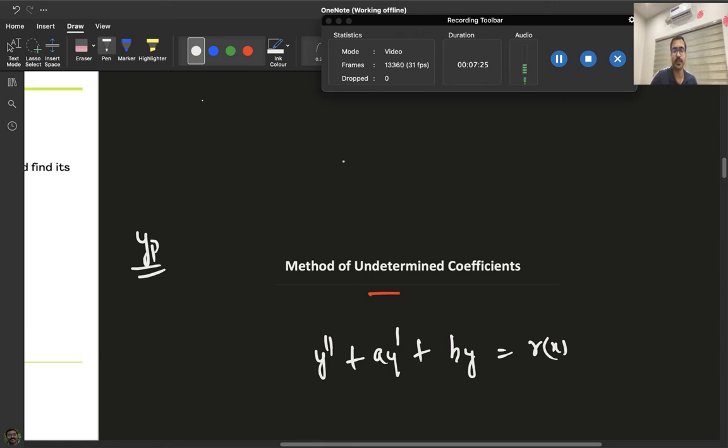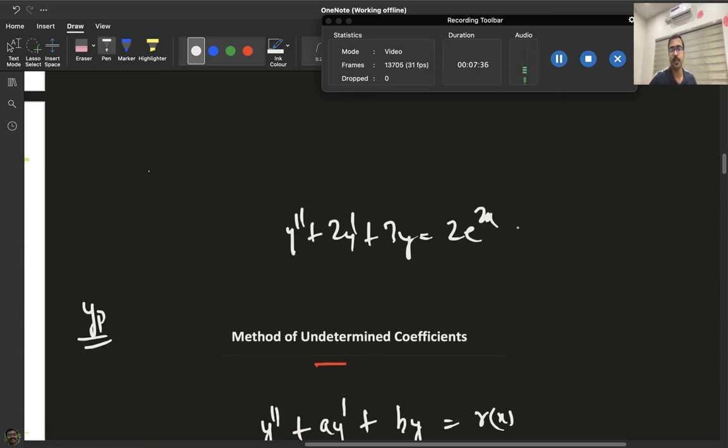Suppose we have an equation like this: y double dash plus 2y dash plus 3y is equal to 2 e raised to 2x. I need to find a particular solution. The method of undetermined coefficients assumes that the particular solution is of the form of the RHS. So it will assume the particular solution is of the form a e raised to 2x, and then we will try to find the value of a. So you look at the RHS and write a function like the RHS, and that will be the solution.